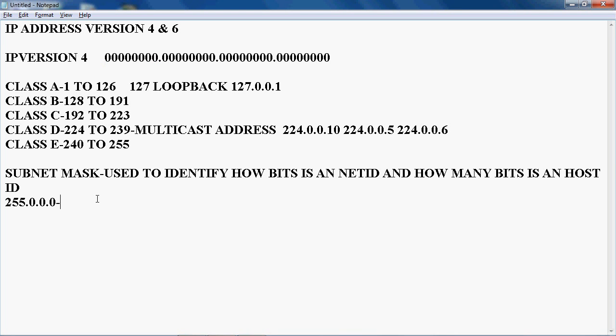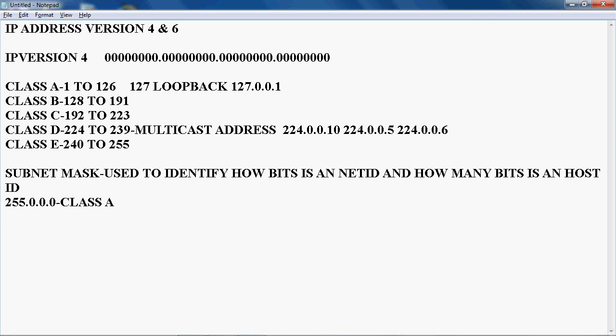For example, I can take a level.0.0.0, which means the level should be a constant throughout this network. So the remaining 24 host bits are changing randomly. So it's the default subnet mask for class A.